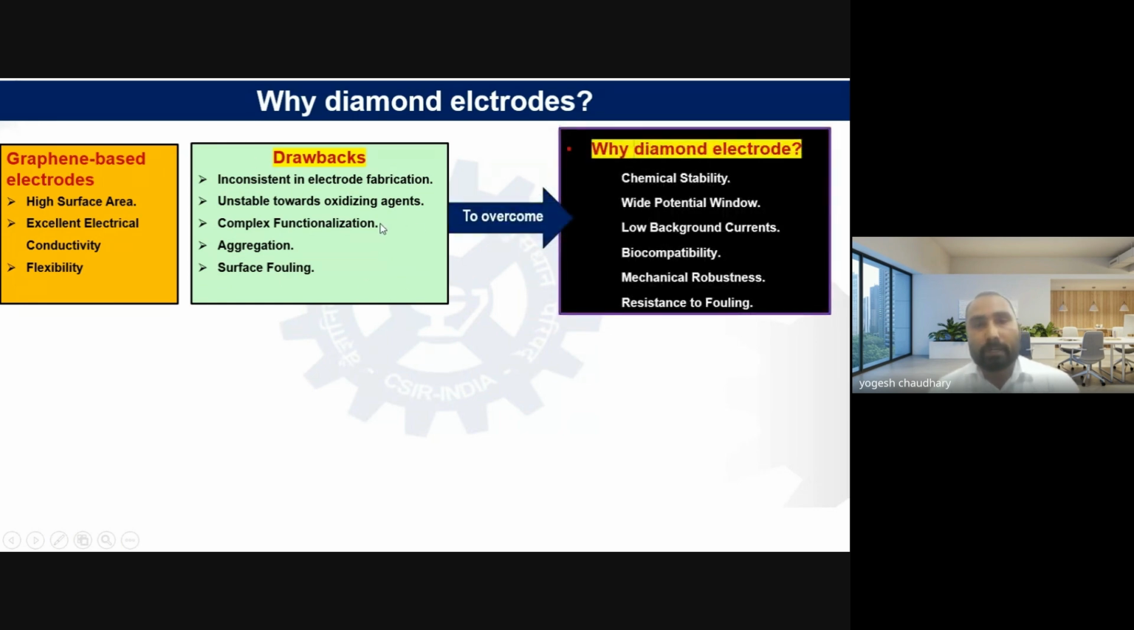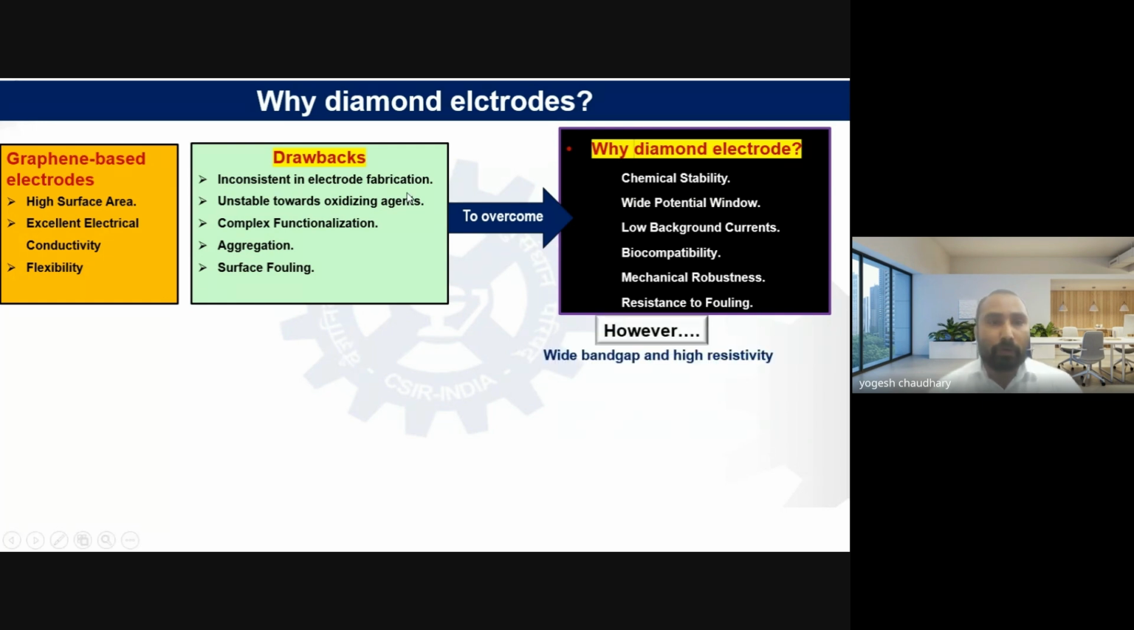In order to overcome these drawbacks, we use diamond-based electrodes. Diamond-based electrodes have high chemical stability, a wide potential window, very low background current, and are biocompatible. Mechanically, they are robust, and also resistant to fouling. However, they also have a wide band gap.